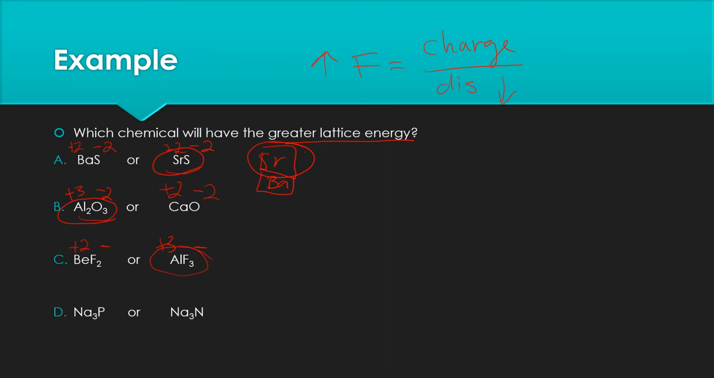All right, our next one, sodium is positive in group 1. Phosphorus and nitrogen are both in group 15 and are -3 charge. So we have the same charges happening. So we have to look at the distance between them. So if we look at that group, we've got nitrogen and then phosphorus. So nitrogen is smaller, so it will have the greater lattice energy. Less distance gives more force of attraction. So how'd you do? Hopefully you were able to do those last two on your own and get them.